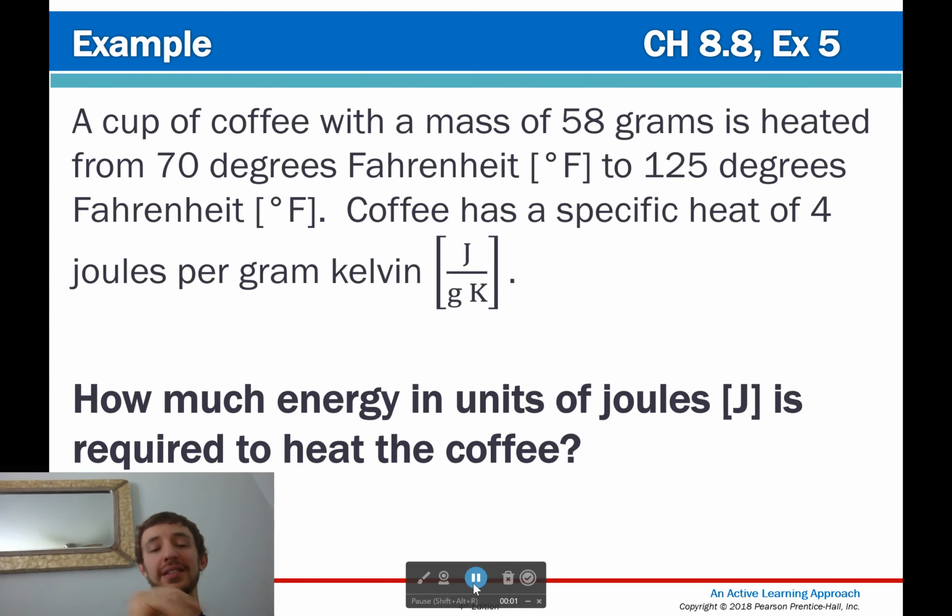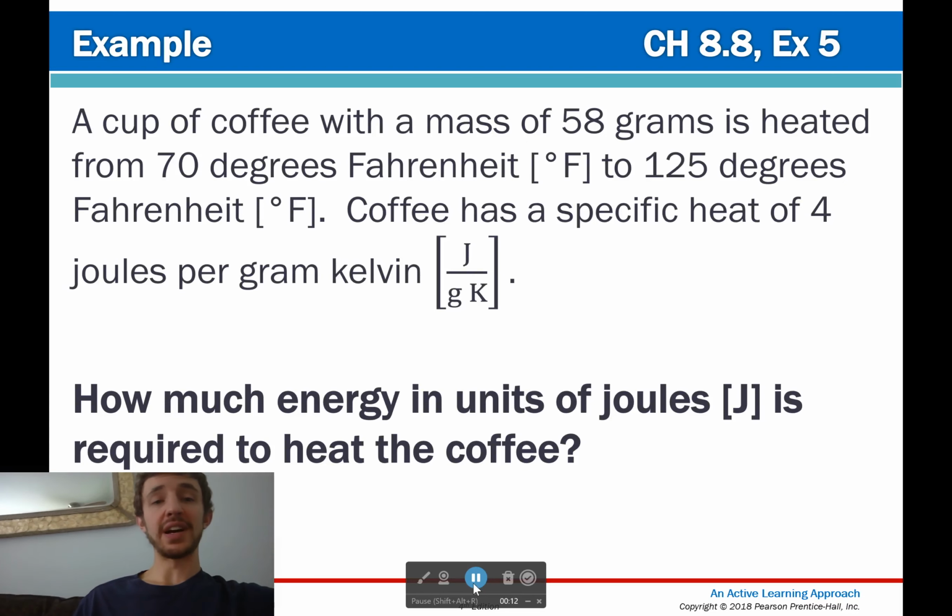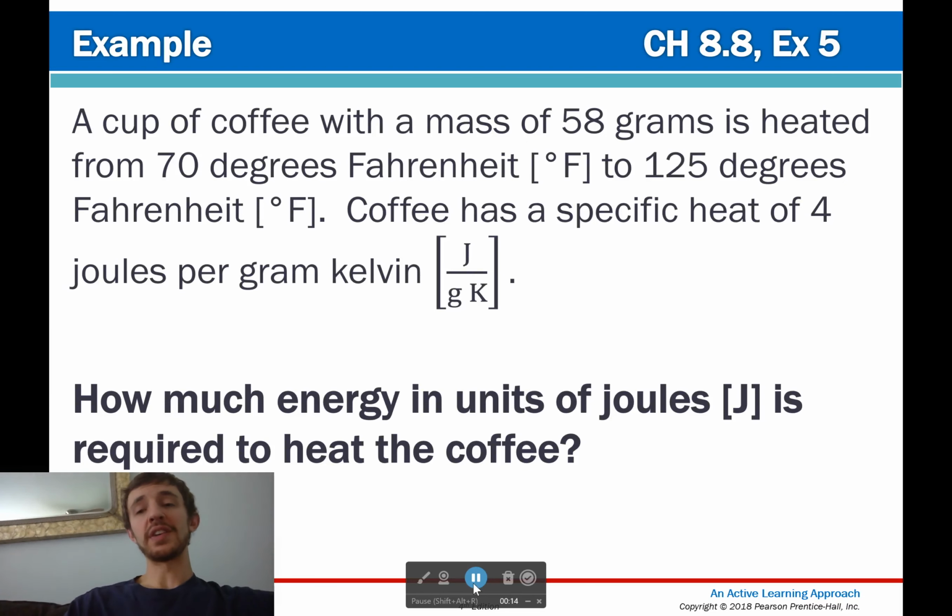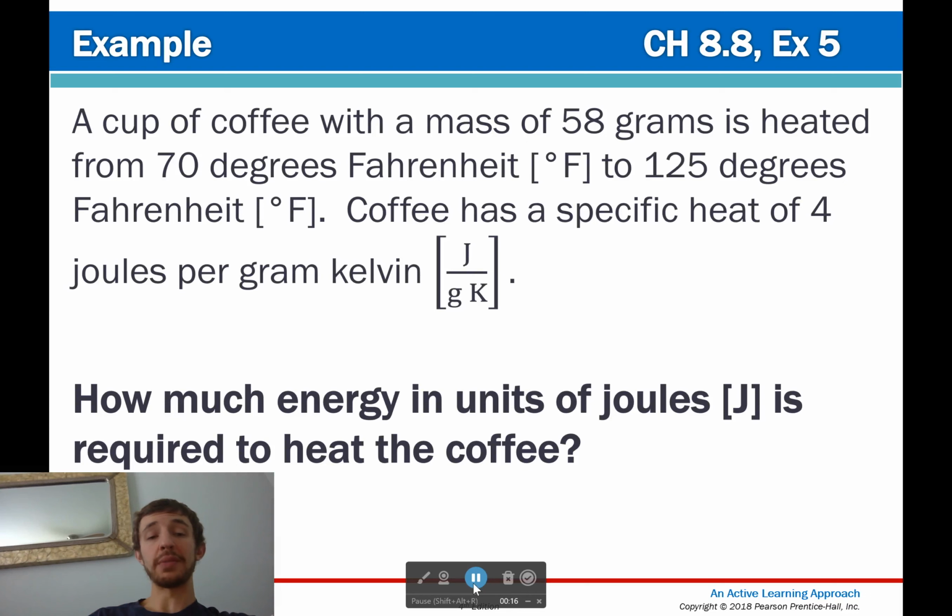Hello everyone, welcome back. So we're going to do one last example with energy. It says a cup of coffee with a mass of 58 grams is heated from 70 degrees Fahrenheit to 125 degrees Fahrenheit. Coffee has a specific heat of 4 joules per gram Kelvin. How much energy in units of joules is required to heat the coffee?